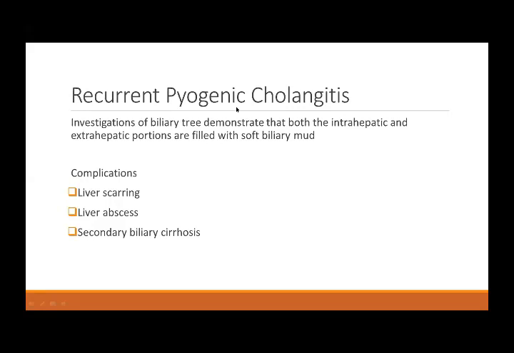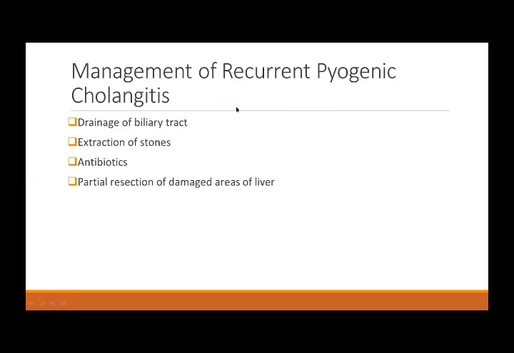On investigations of the biliary tree, you will see that both the intrahepatic and extrahepatic portions are filled with soft biliary mud, which are the concretions. It can cause liver abscesses, scarring, and biliary cirrhosis, so it's quite a significant problem. Recurrent pyogenic cholangitis is treated with antibiotics. You take the stone out, you drain the biliary tract, and sometimes you have to partially resect some damaged areas of the liver.